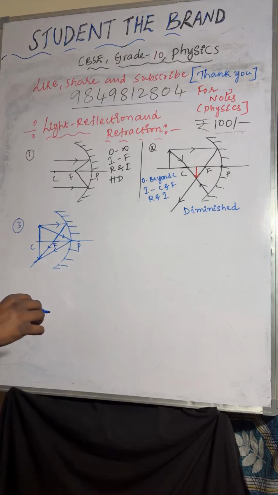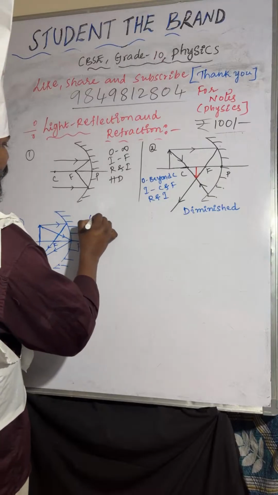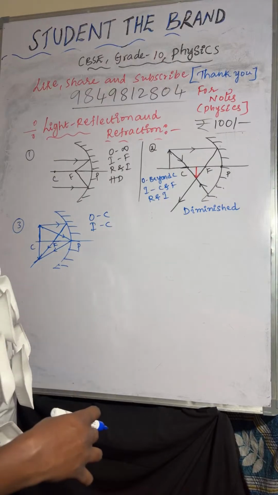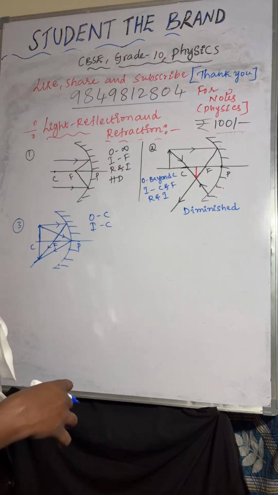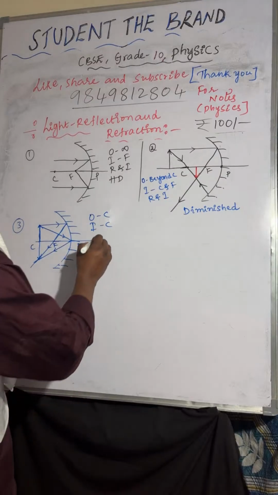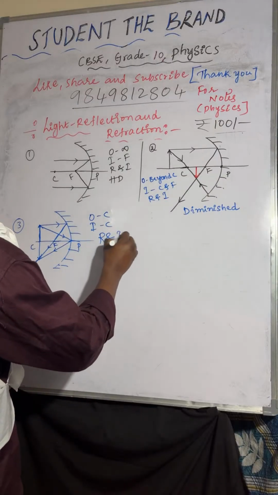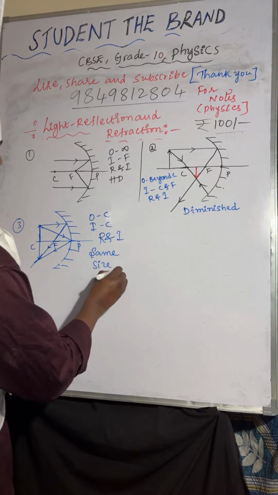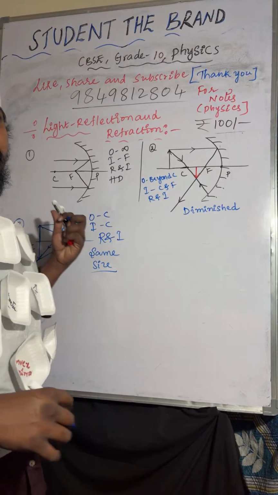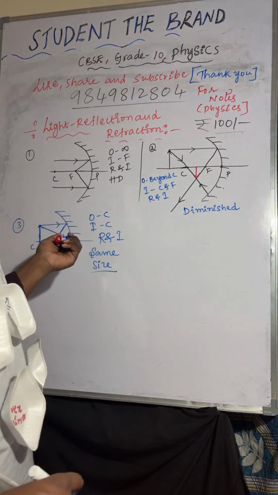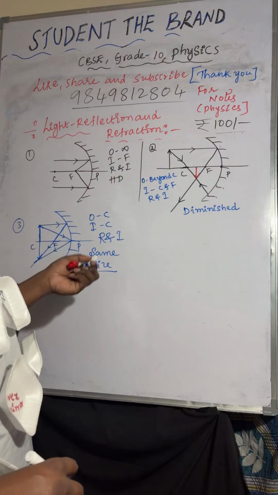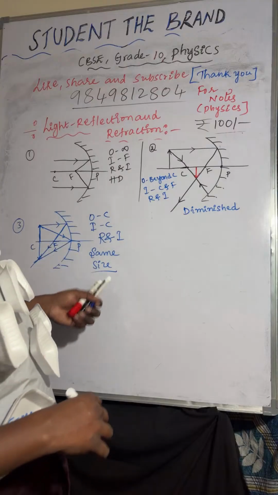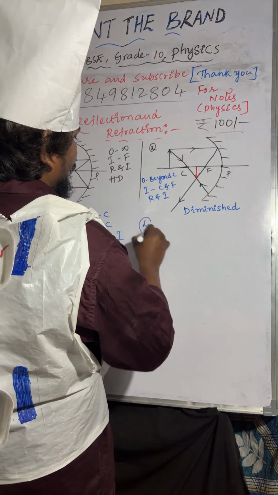So object is placed at C, image also will form at C. Nature of the image is real and inverted, and size of the image is same size. Same size because wherever the object is placed, the image also will form at that point only. So that's why object is at C, image also will form at C. Nature of the image is real and inverted, and size of the image is same size. Coming to the fourth one.